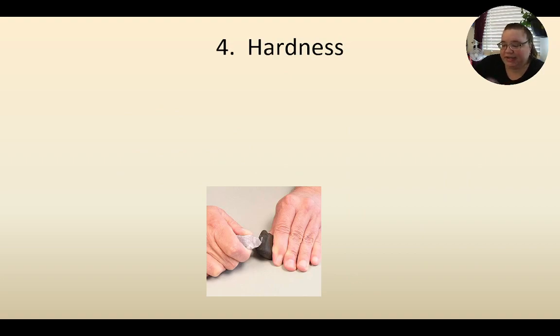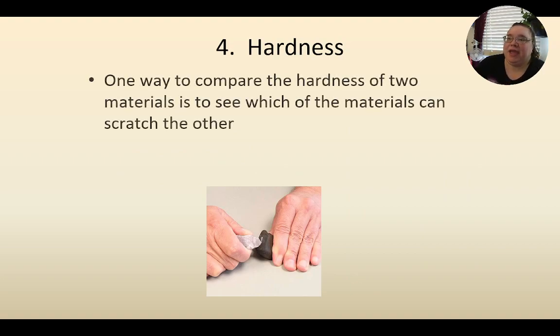So hardness is another physical property. And it's a way that we can compare different materials and possibly use the hardness to identify a substance. Basically, hardness is the ability of one object to scratch another. So if the object can scratch something else, it is harder than what's being scratched.